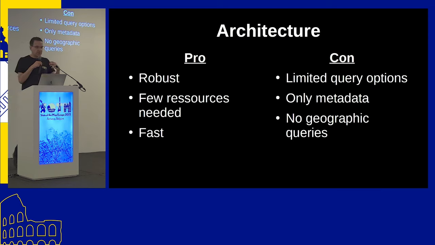But it also means I have some limited query options. I don't have a complete database of all the OSM data. It's all pre-aggregated. I already counted how many tags there are of this type and that type and all that. There's no way to say, give me all the 25,000 nodes that have this one tag. That information isn't there anymore. You have sort of metadata, but not a lot of the actual OSM data in those SQLite files. Which also makes geographic queries impossible. With our current architecture, there's no way to say I only want to know about all the highway tags in Belgium and count those.